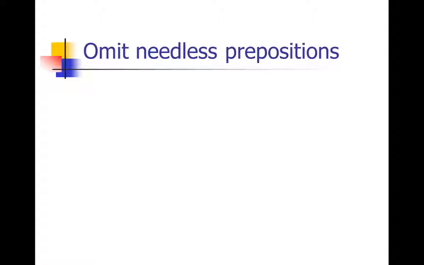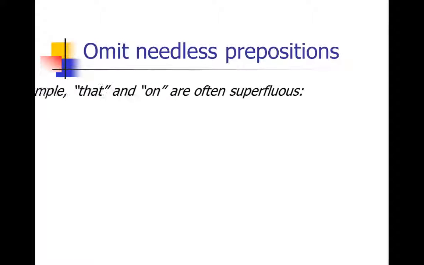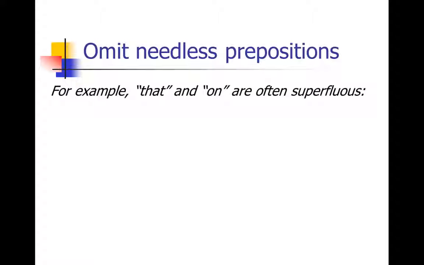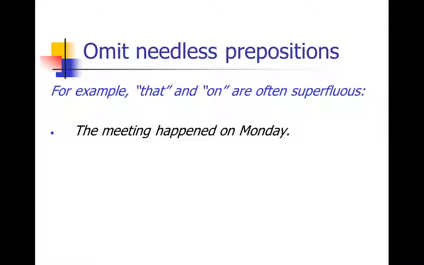And then finally, another kind of small thing that you can omit, but I want you to start paying attention for, are needless prepositions. A lot of times, prepositions like that and on are completely unnecessary. And when you have to get your word count down, here's a good place to strip some extra words. So for example, the meeting happened on Monday. Well, actually that on is unnecessary. You could just say the meeting happened Monday.